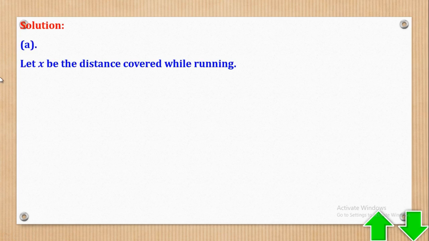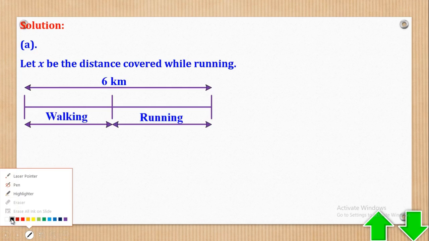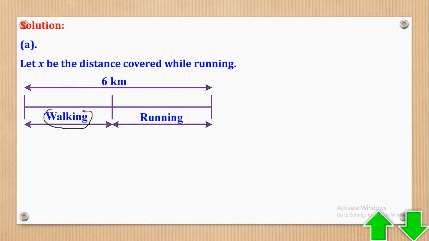So first of all is to make a sketch of the information given. So first of all, we shall say that let x be the distance covered while running. The journey will be split into two parts. One he was walking and another one he was running. So this was walking and this was running, but the total distance is 6 kilometers.